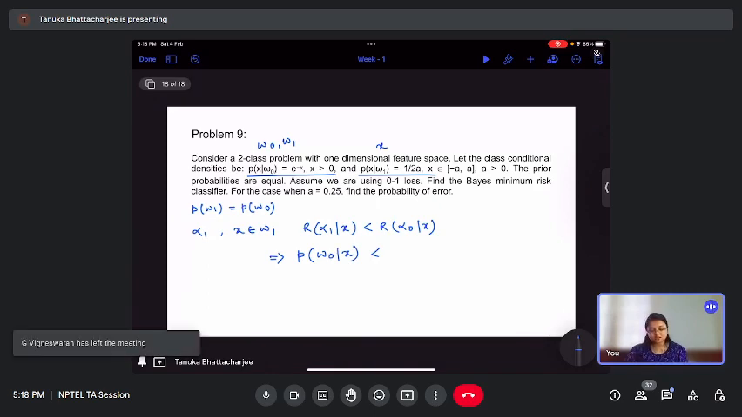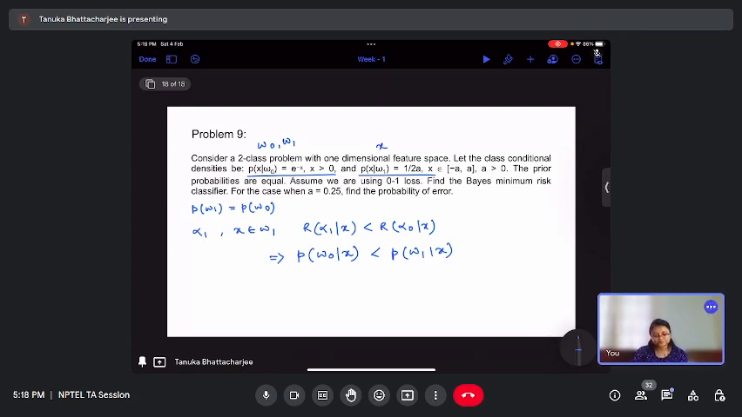Similarly, the risk of taking the action alpha 0 given the feature vector x will be probability of class omega 1 given x. So, this reduces to your Bayes minimum error classifier, whichever class has higher posterior probability, you are assigning to that class.